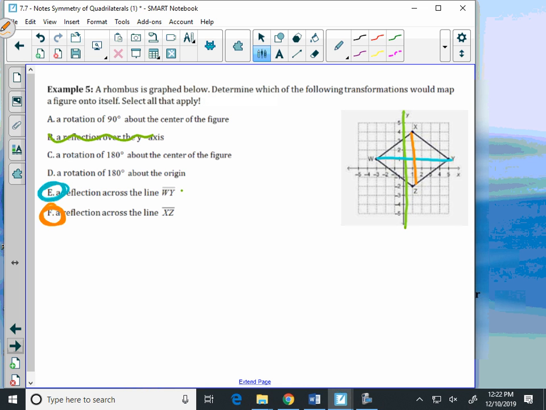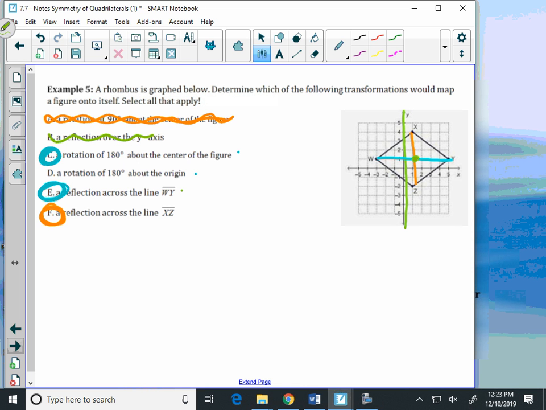What about the rotational symmetry? All rhombi have a rotational symmetry of what? 180. So we can rule out A. The problem is we have two answers that have 180 degrees in them. We have to think about which one would work. Which one is it? C, about the center of the figure. Whenever they give you both options, you always want to pick the one where it says the center of the figure. The only way rotating it about the origin works is if the figure is centered at the origin. Well, here's roughly where the center of this figure is.